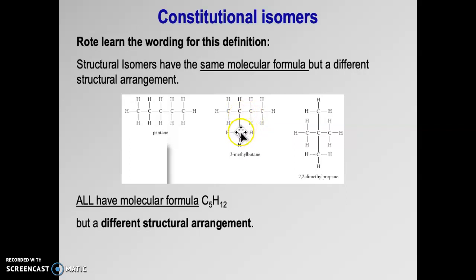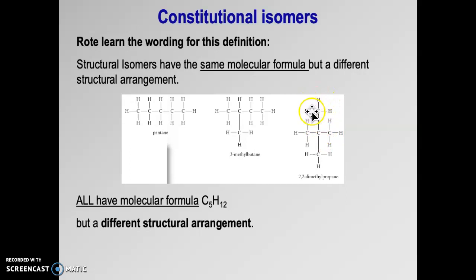If you did decide to put your branch on the terminal carbon, it would in fact continue the longest chain, and you'd end up with 5 in the continuous chain, albeit not a straight line on your page, but it would be a straight line around the corner. So straight is probably not the right word to use. What we've got here in the third isomer is 3 carbons in the longest continuous chain, and on the middle carbon it's got 2 branches, 2 methyl branches.